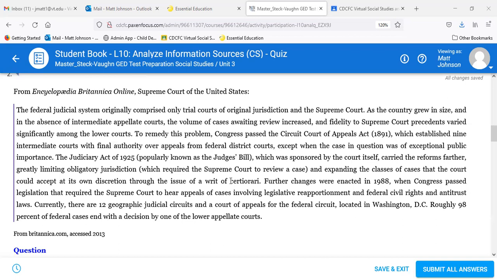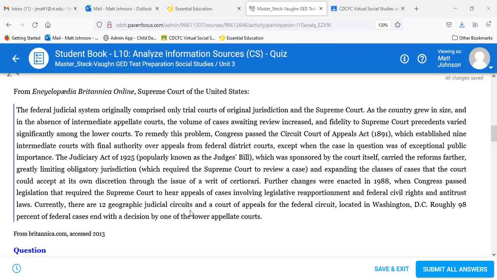Further changes were enacted in 1988 when Congress passed legislation that required the Supreme Court to hear appeals of cases involving legislative reappointment and federal civil rights and antitrust laws. Currently, there are 12 geographic judicial circuits and a court of appeals for the federal circuit located in Washington, D.C. Roughly 98% of federal cases end with a decision by one of the lower appellate courts. From Britannica.com. Access 2013.